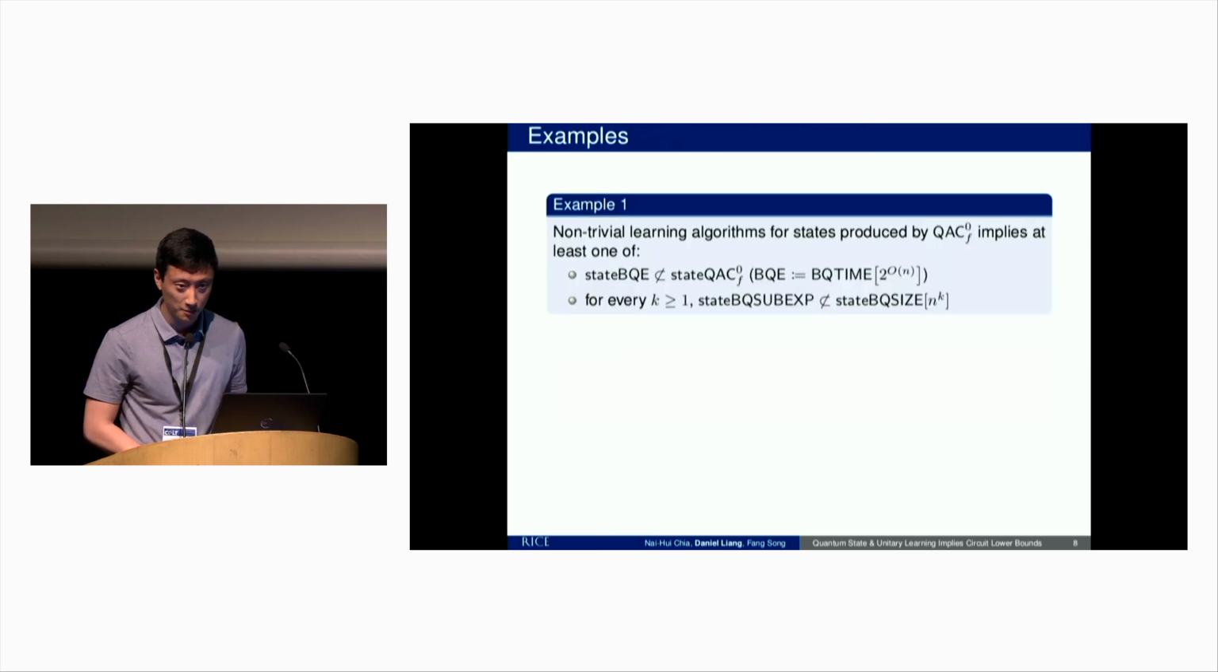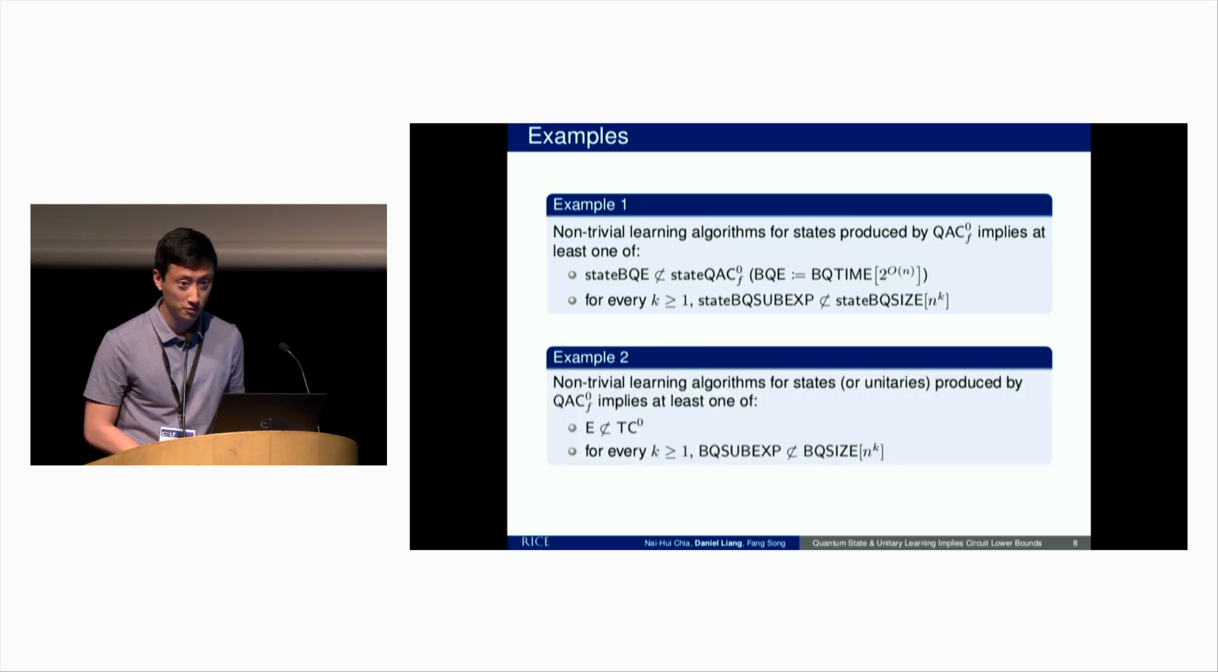So as an example, this is perhaps the most general quantum version of this. If you can prove non-trivial learning algorithms for this quantum analog of AC0, it would imply this set of circuit lower bounds for state synthesis. But I think perhaps more interesting to you guys in this audience, you actually prove things about classical circuit complexity and classical complexity theory.